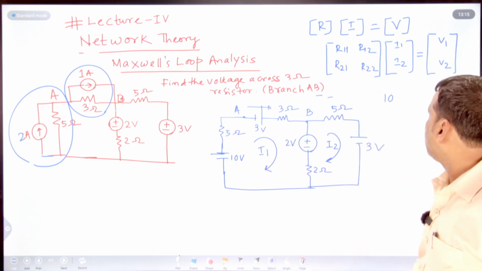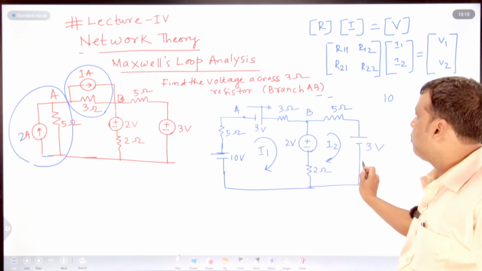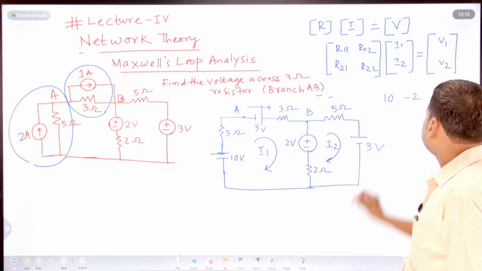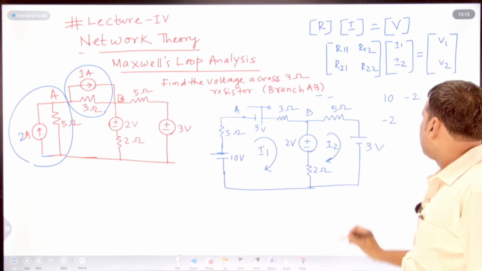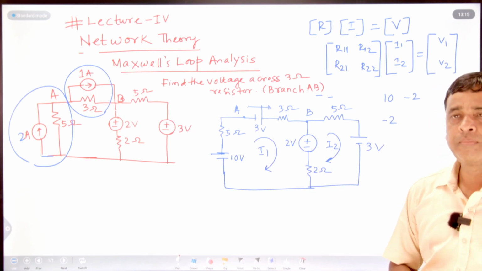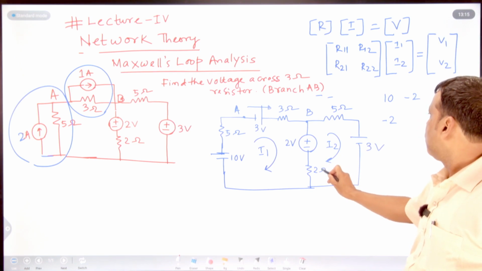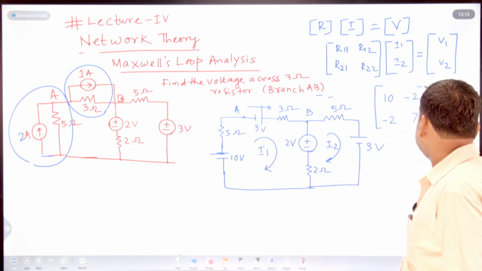Similarly, R12, the resistance common between loops 1 and 2, that is minus 2. Similarly, R21, common between 2 and 1, is the same, that is minus 2. R22 is the sum of the resistances formed by loop 2. In loop 2, how many resistances are there? 2 plus 5, that is 7. This is your resistance matrix.